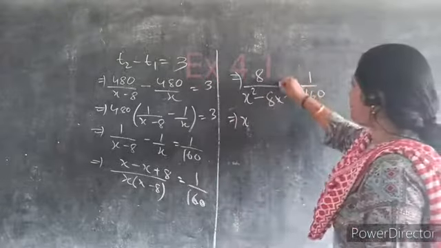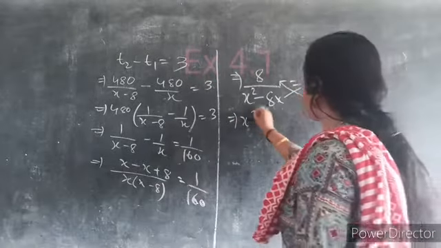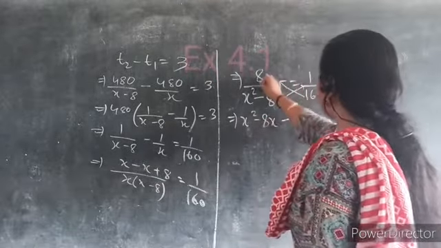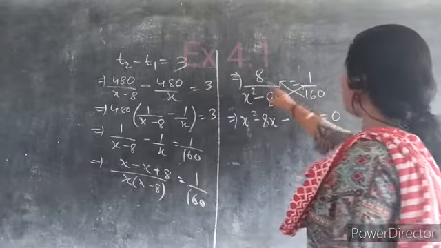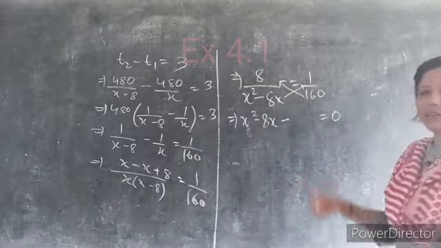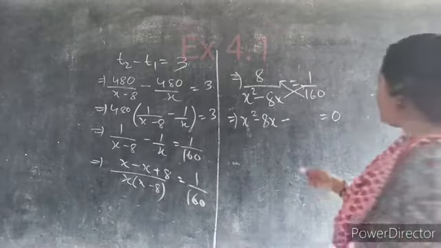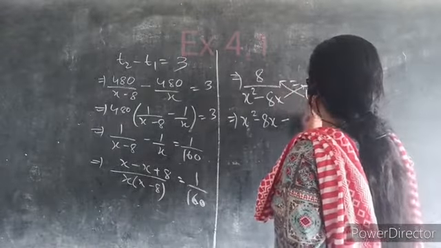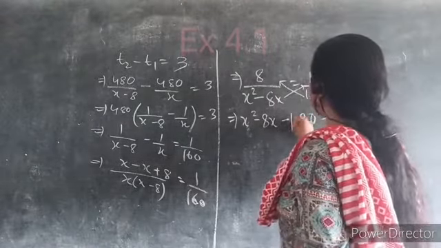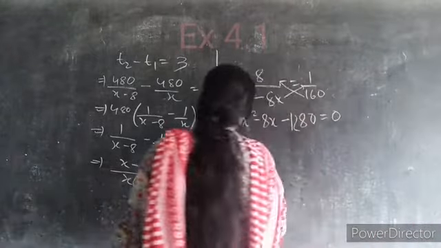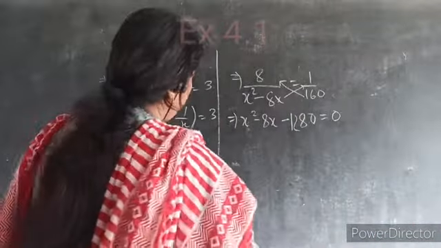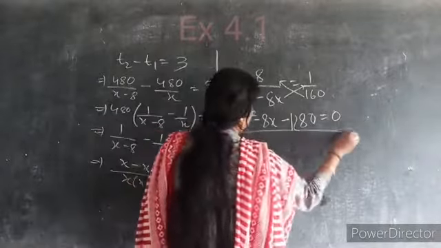Now let us cross multiply this. Okay, so x square minus 8x minus 1280 will be 0. This will be positive, but if I bring it on the left hand side, we will get negative. So your quadratic equation is this.